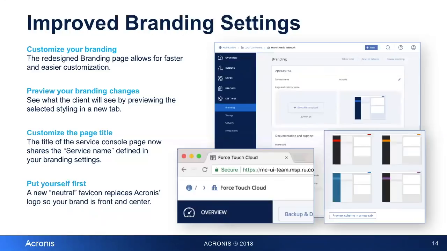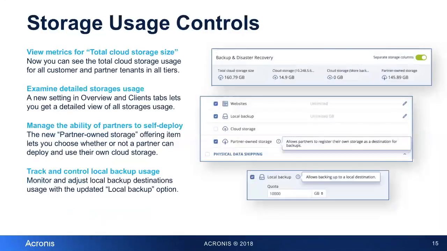We've also updated some of the storage usage controls. Now you can see all the metrics that are available for cloud storage, and you can see which cloud storages they're associated with. This is important as we've introduced many more different ways of using cloud. You want to be able to see all of the storage tiers for all your customers and all your partner tenants. And now you can drill down and examine the detailed storage usage for each one of them.